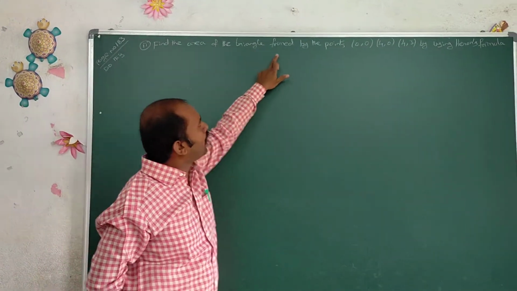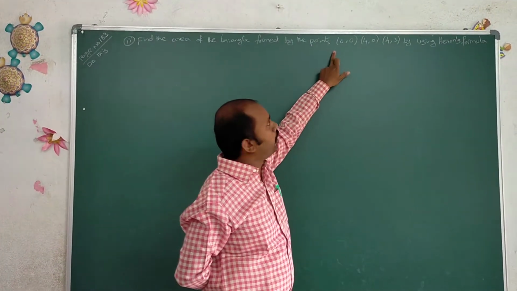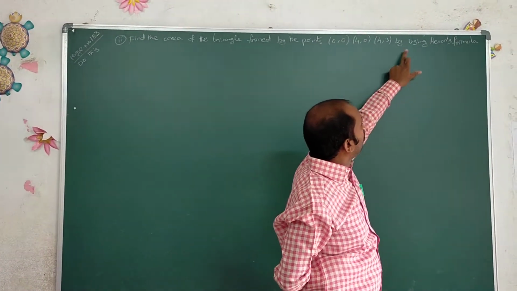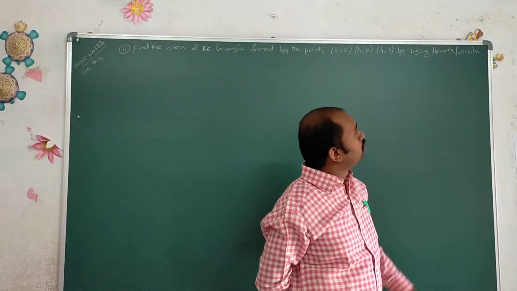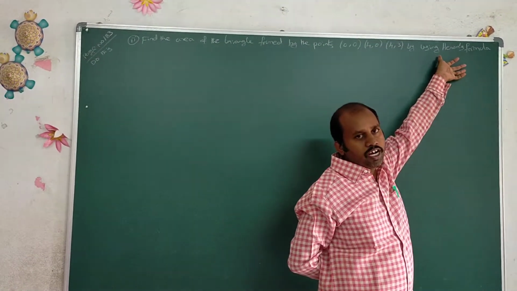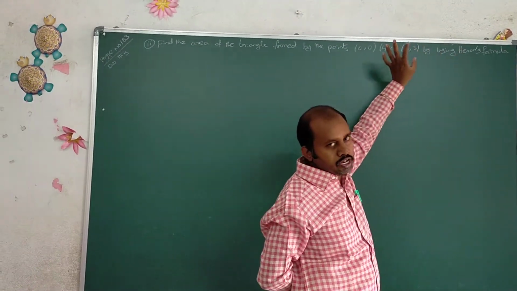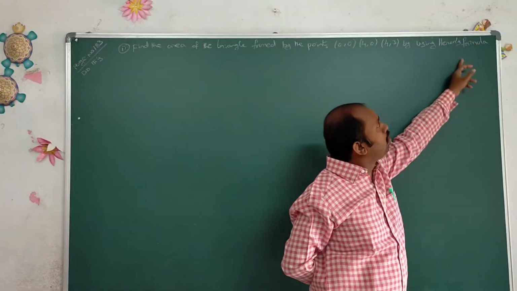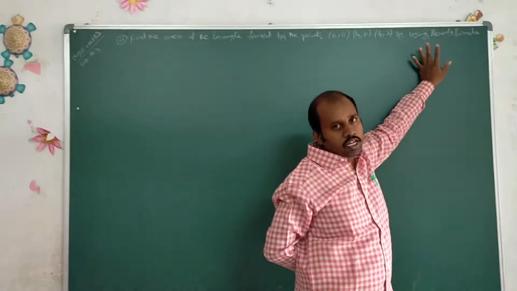Find the area of the triangle formed by the points 0, 0, 4, 0, 4, 3 by using Heron's formula. So here it is particularly mentioned: find the area of the triangle. How to find it here? Two ways are there. By using Heron's formula. So you can apply only Heron's formula.